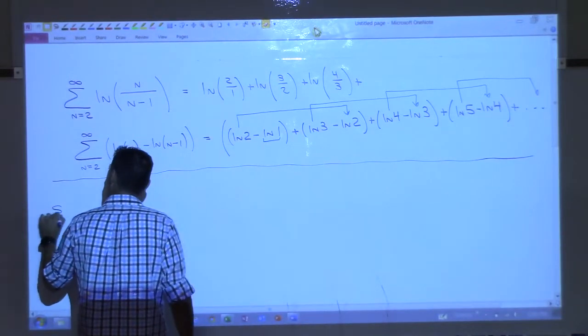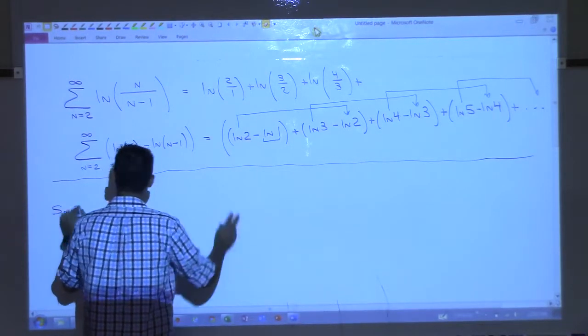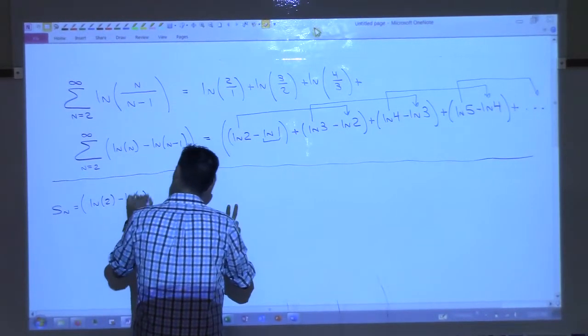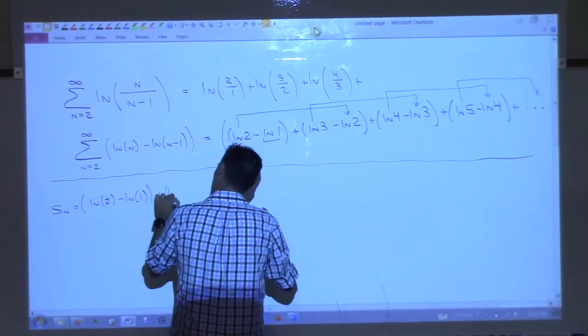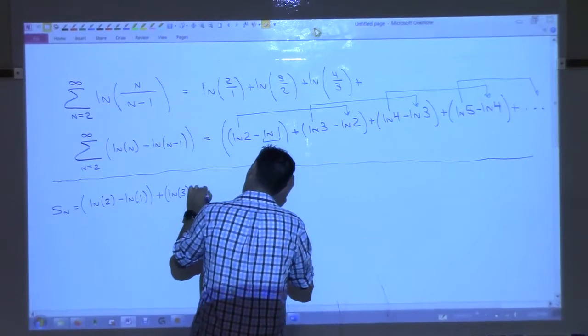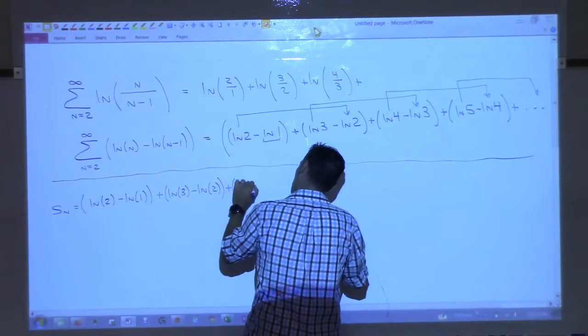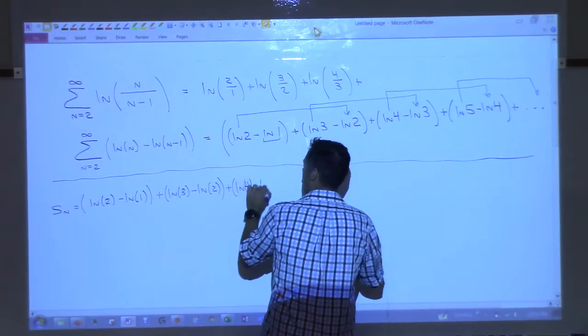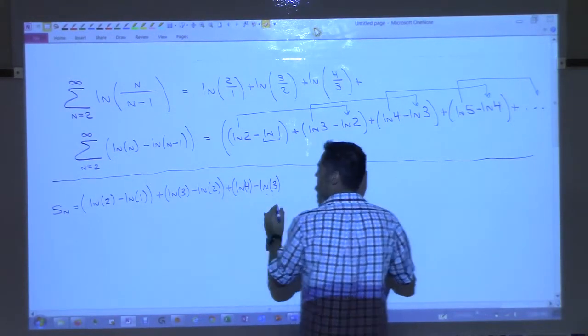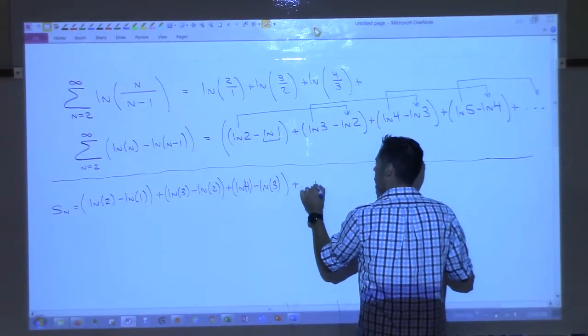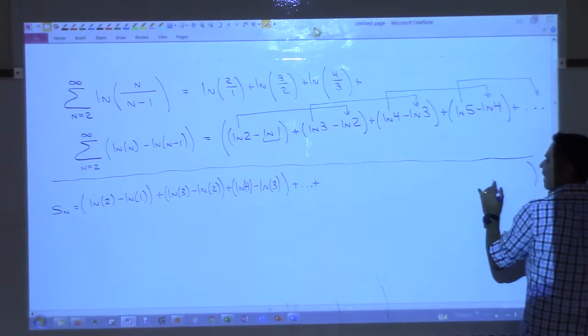The nth partial sum will be equal to natural log 2 minus natural log 1, plus natural log 3 minus natural log 2, plus natural log 4 minus natural log 3. I don't need all these parentheses. I don't know why I'm using them. Okay, plus dot dot dot plus, now let's go to the very end.